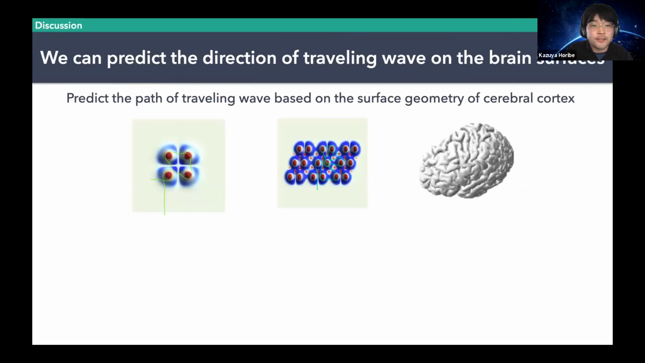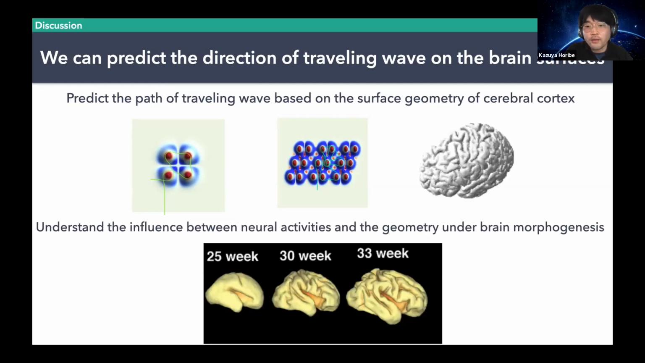So using more complicated geometry, we expect to predict the traveling wave on the real surface geometry of the cerebral cortex. And after that, we will try to understand the influence between neural activity and geometry during brain morphogenesis, like at a very early stage of the brain. Yeah, that's all.